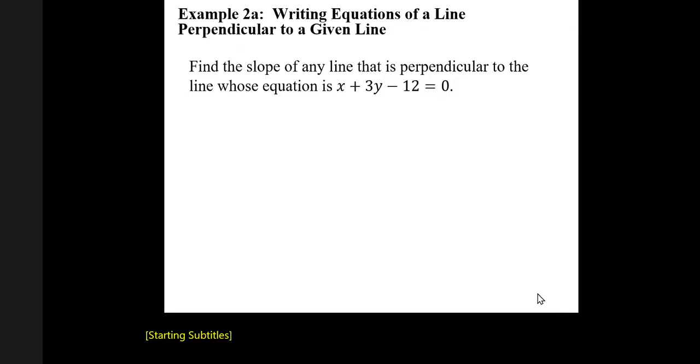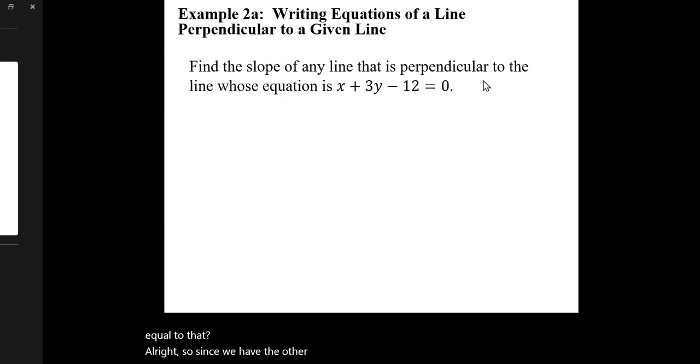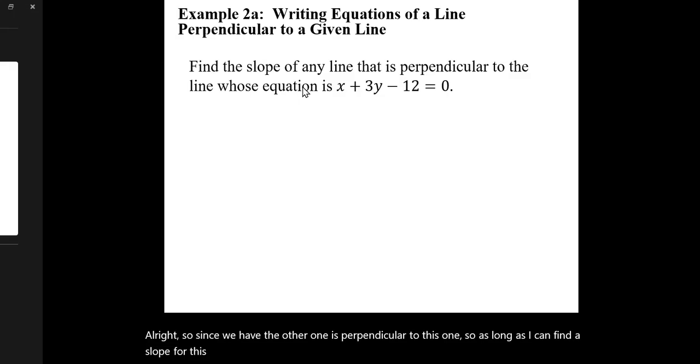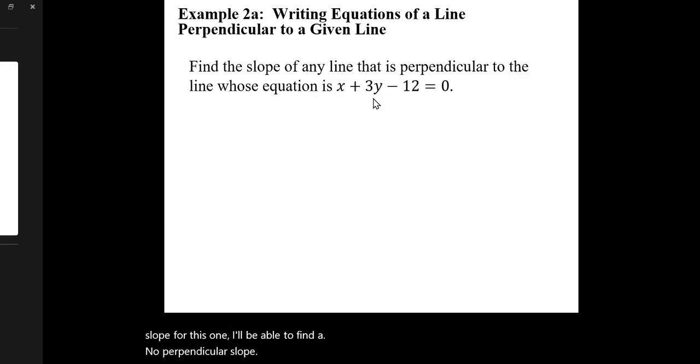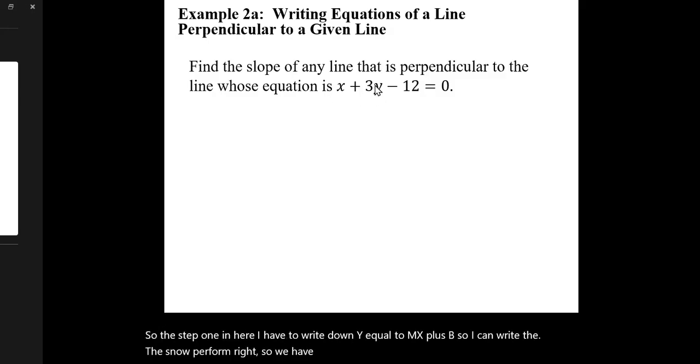Okay, so look at this one right here. How do you find a slope for the line that is perpendicular to this line? Since the other one is perpendicular to this one, as long as I can find the slope for this one, I'll be able to find the perpendicular slope. So step 1 is to write down y = mx + b, the slope form. So we have to isolate y by itself.